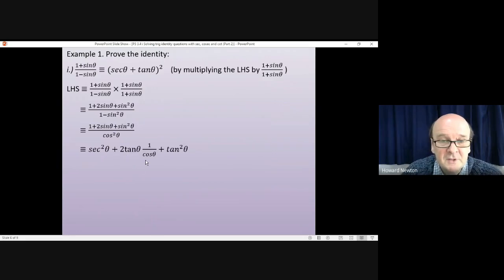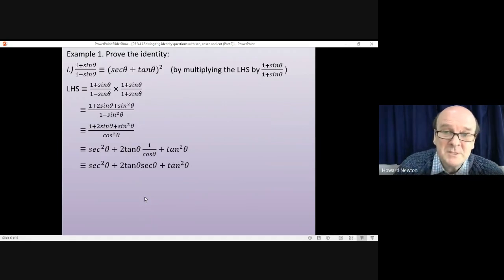The middle term's the confusing one here. 2 sine theta divided by cos squared theta, well, the 2 just stays as 2. Sine over cos is tan, and that will leave us with 1 over cos to multiply by. The third term is just sine squared divided by cos squared, which is tan squared theta. 1 over cos theta, that then simplifies to sec theta.